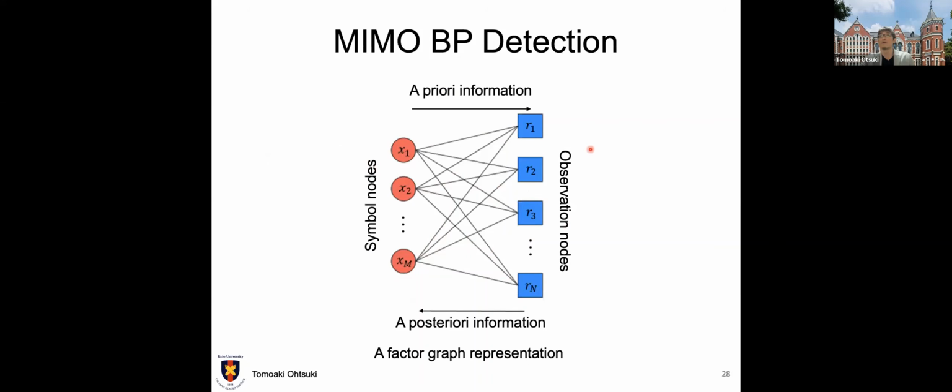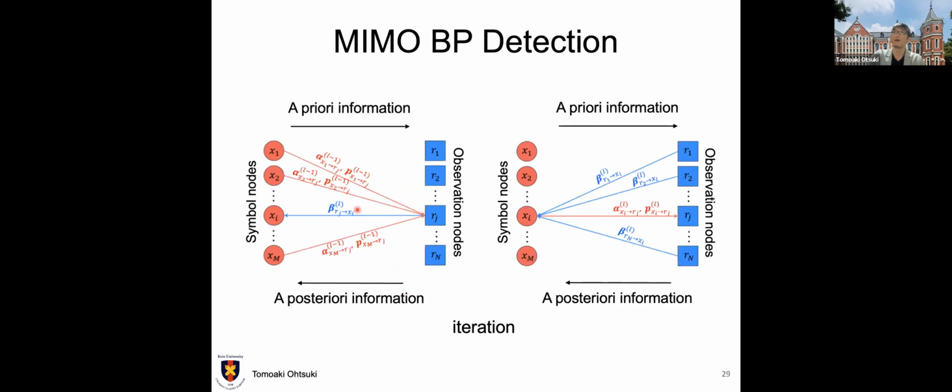Between the symbol nodes and observation nodes, information is exchanged and updated, to try to get good detection performance. The a priori information goes from the symbol node side to the observation node side, and the a posteriori information goes in the opposite direction. Yeah, like this way.